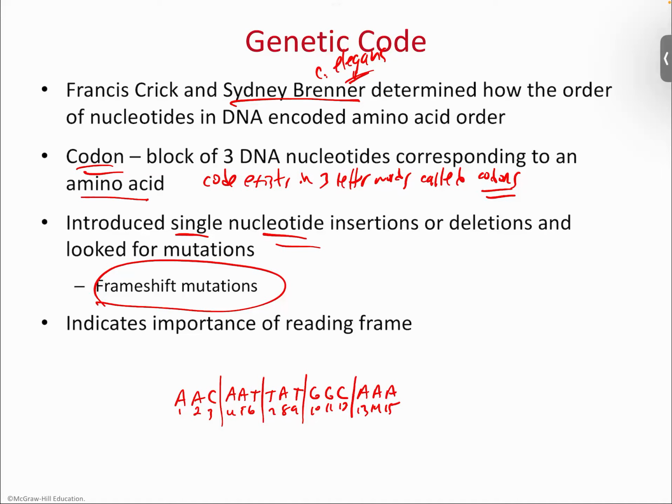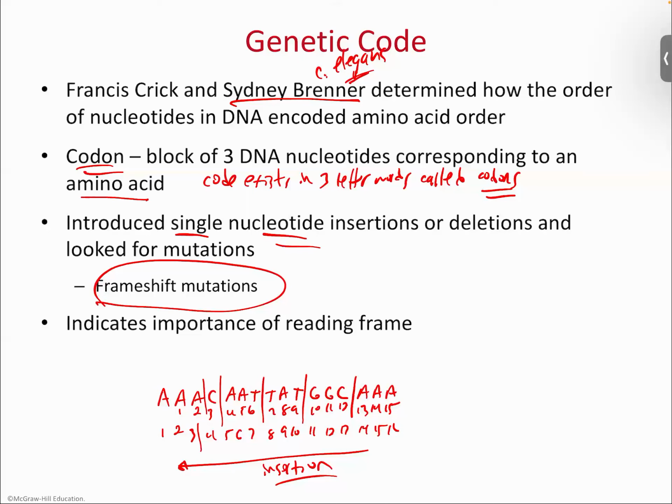Well, let's go ahead and insert one. Let's insert an A over here. What happens if we insert an A over there? Or if we do 2, what's going to happen? Well, now all of a sudden this first A is read as 1, this is 2, and this is 3. Now this is 4, 5, 6, 7, 8, 9, 10, 11, 12, 13, 14, 15. Now this is 16 over here. Notice what's happened: I've shifted the frame. It's no longer in frame. It's out of frame now, right? Because now instead of AAC, it's now AAA. That's different, right? So it's not reading the same.